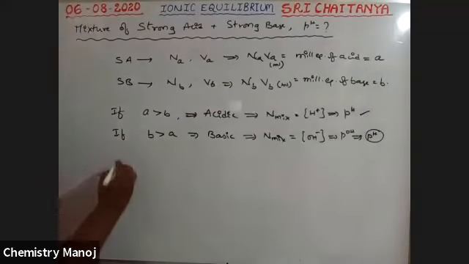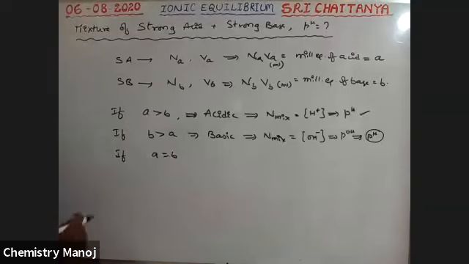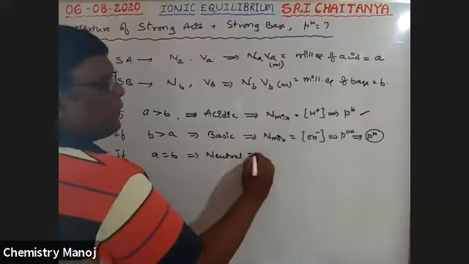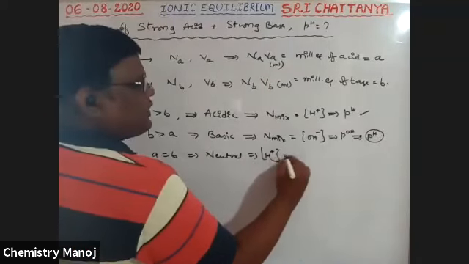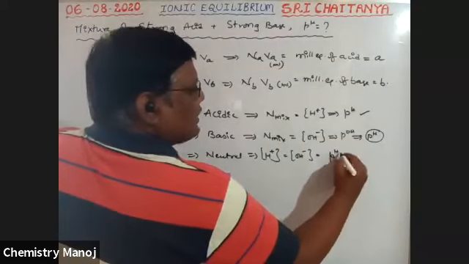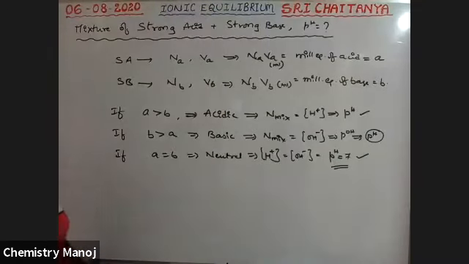For example, if milli equivalents of acid is equal to milli equivalents of base, then the solution is neutral. That implies H plus concentration is equal to OH minus concentration. That implies pH is equal to 7. Strictly, it is applicable, pH is equal to 7. That is the neutral condition. Therefore, our calculation is restricted to these two cases.